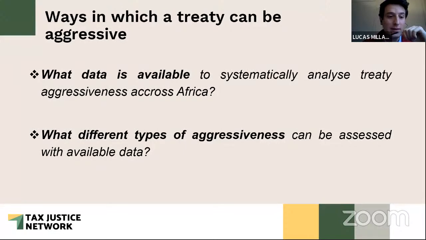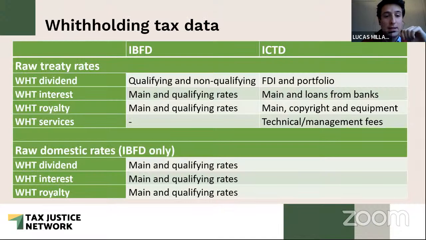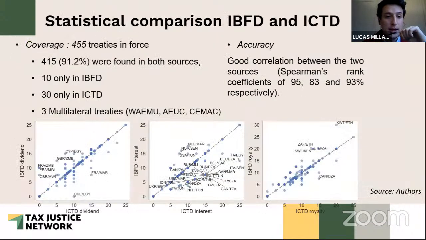So what data is available and what different types of aggressiveness. Next slide. We use two different sources of data, IBFD tax treaty tables and the new Tax Treaty Explorer database. The only point in common of these two databases is the withholding taxes on dividends, interest, and royalties. Some data that we cannot find in the Tax Treaties Explorer are domestic rates for dividend, interest, and royalties, which we will use for one of our models.